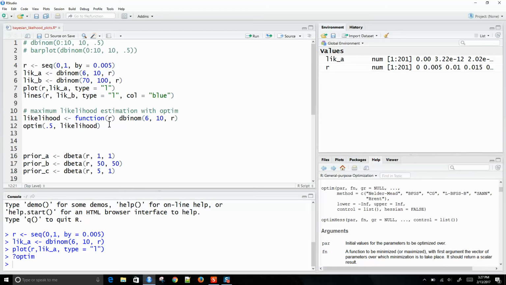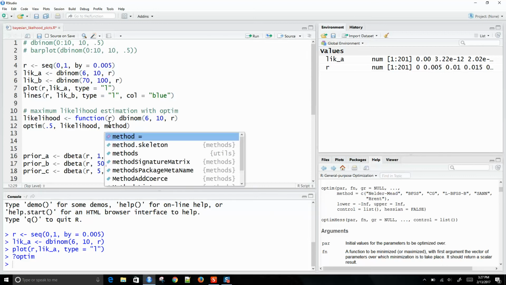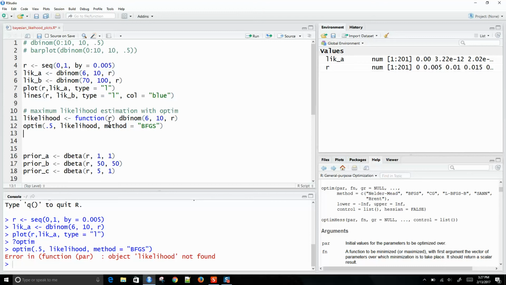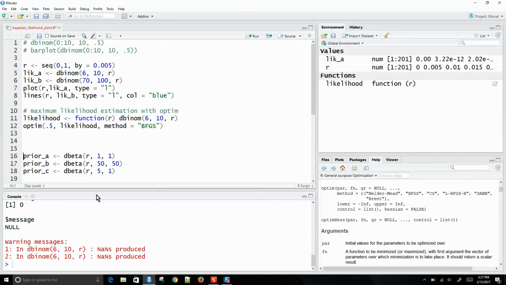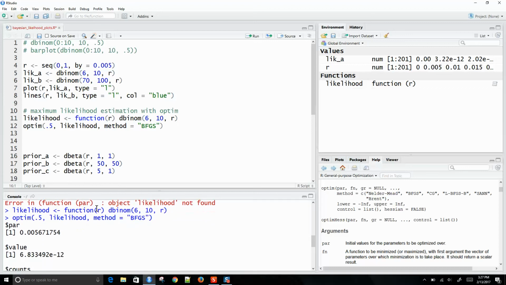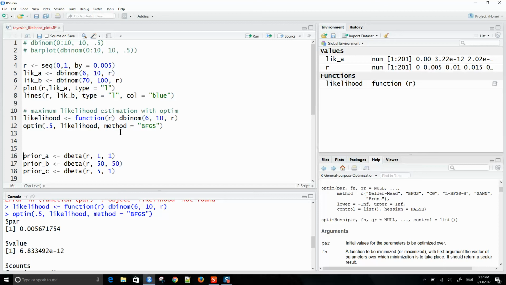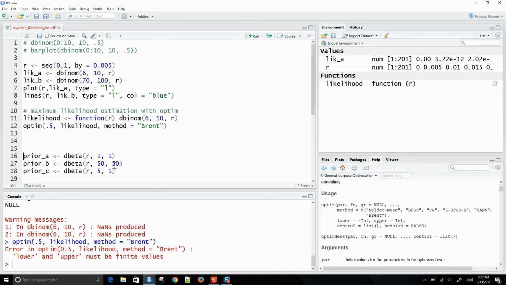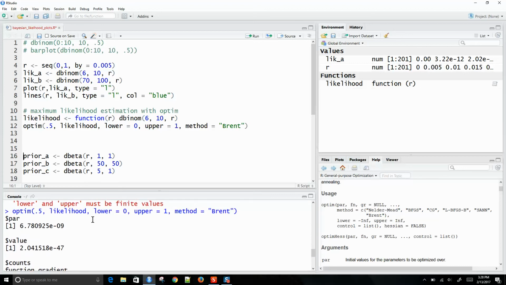Okay. Now again, because this is a univariate thing, I should specify a method other than Nelder-Mead. So maybe I'll just say BFGS. Okay. Oops. Did I not say that's a function? Yeah, it says something broke. What am I doing? Lower and upper must be finite values. Oh, okay. Lower is 0 and upper is 1, and then this should work.